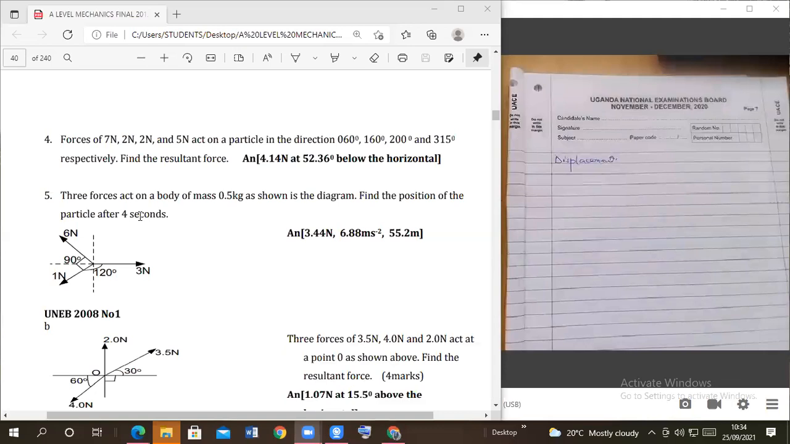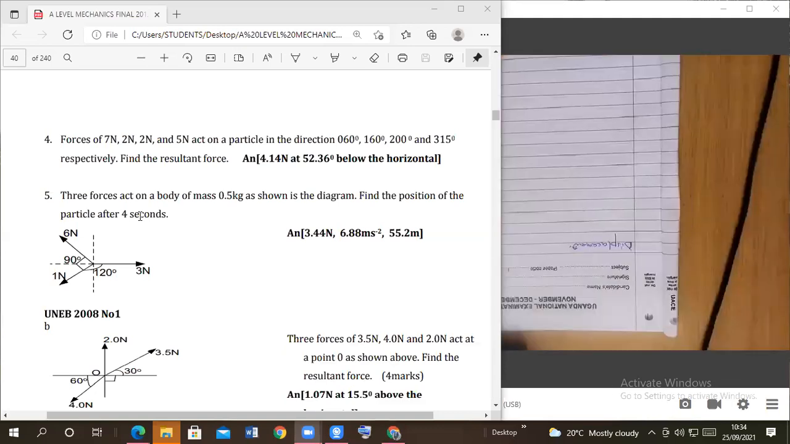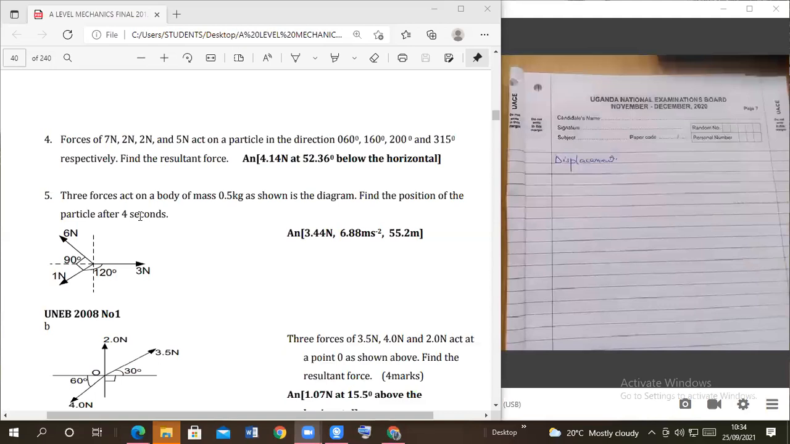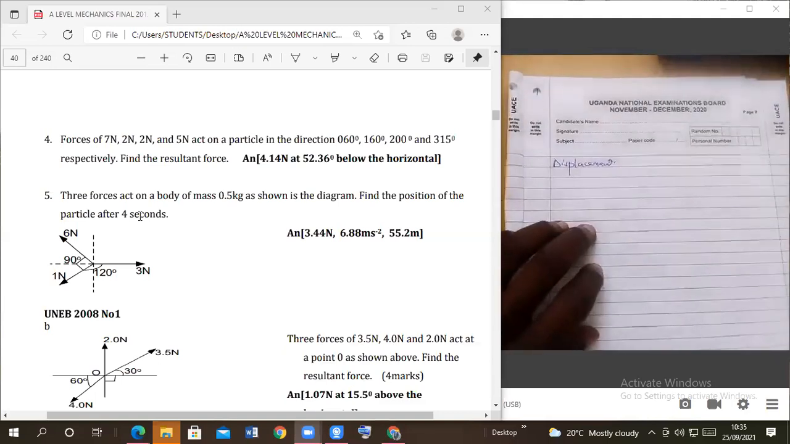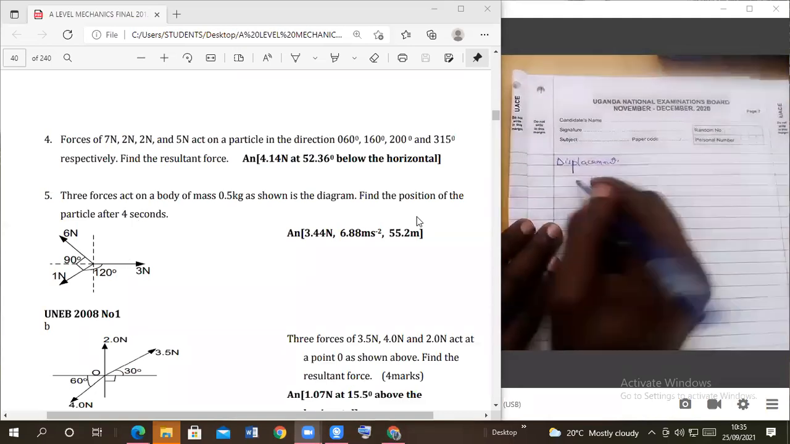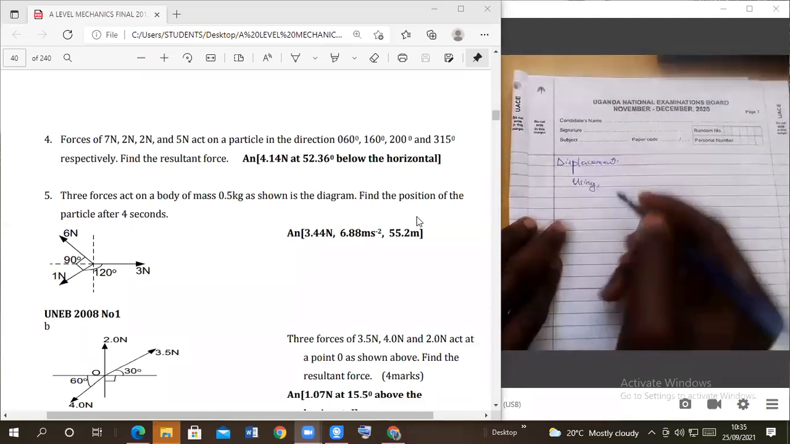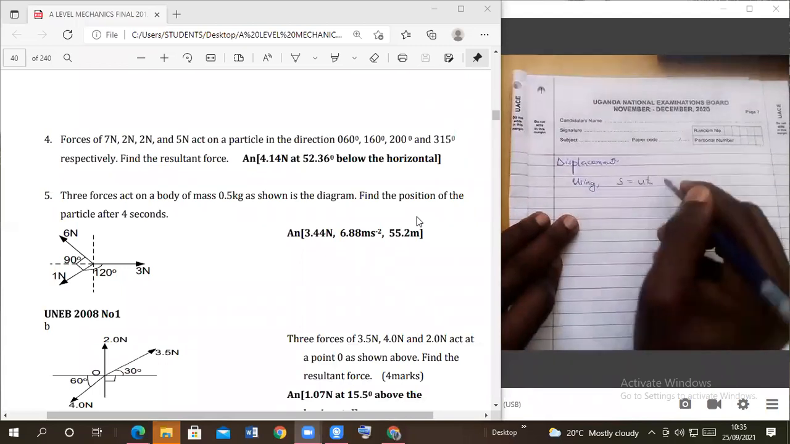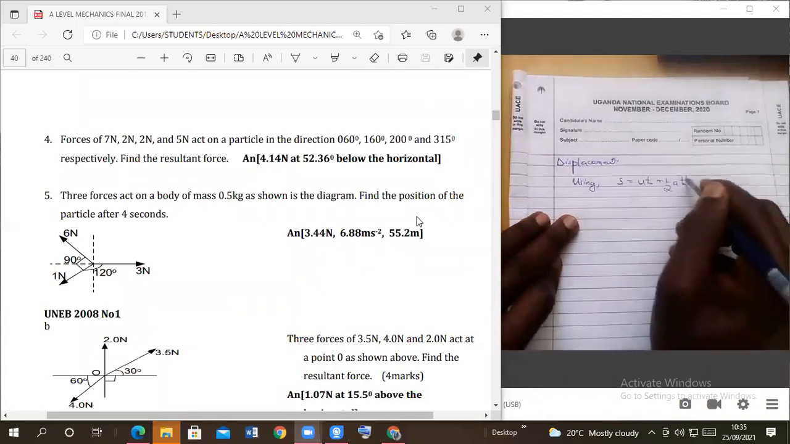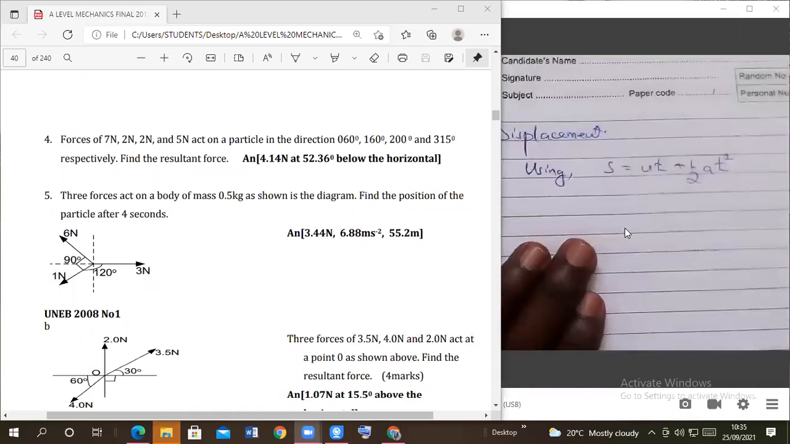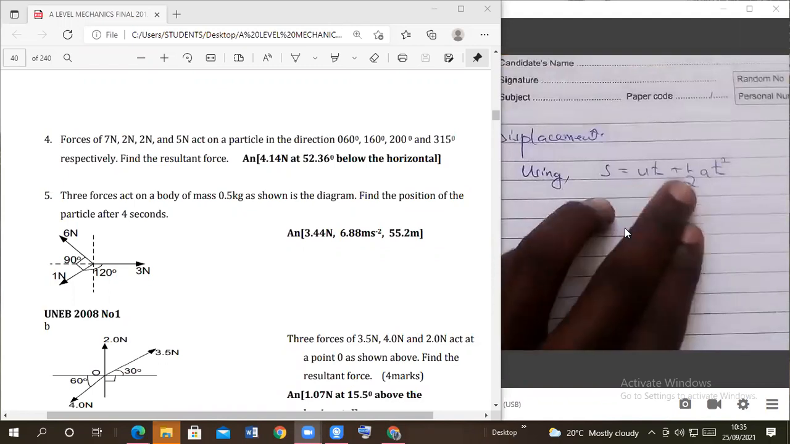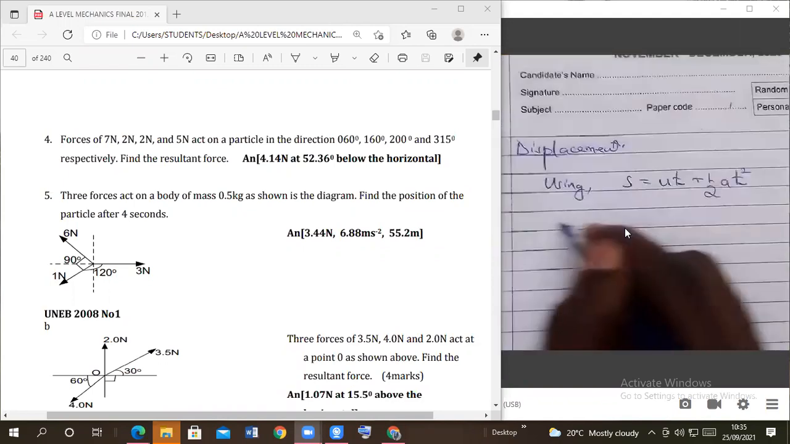Teacher, we first get the final velocity and the initial velocity. Do we need all that? Because the particle is at rest. The particle initially is at rest because they're saying acting, which means initially it is at rest, zero. Using S equals to ut plus half at squared, the second equation.